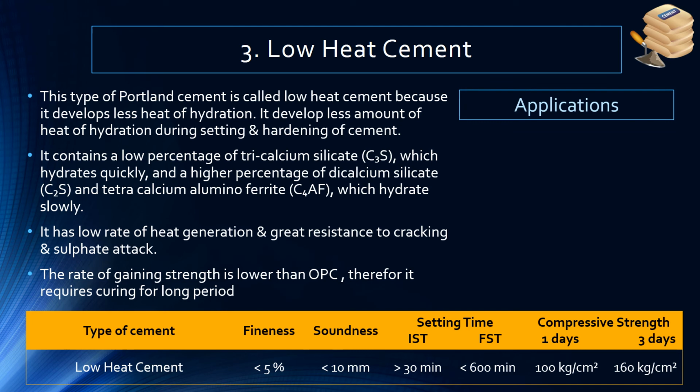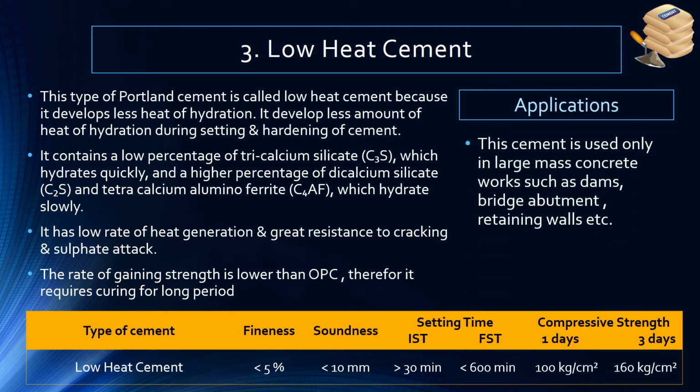Then application. This cement is used only in large mass concrete work such as dams, bridge abutments, retaining walls, etc. In mass concrete work, volume of concrete is more. Therefore, heat developed during hydration causes increase in temperature of concrete mass, and the concrete mass is liable to serious cracking due to such liberation of heat. So, to avoid such serious cracking, low heat cement is used in mass concrete work.